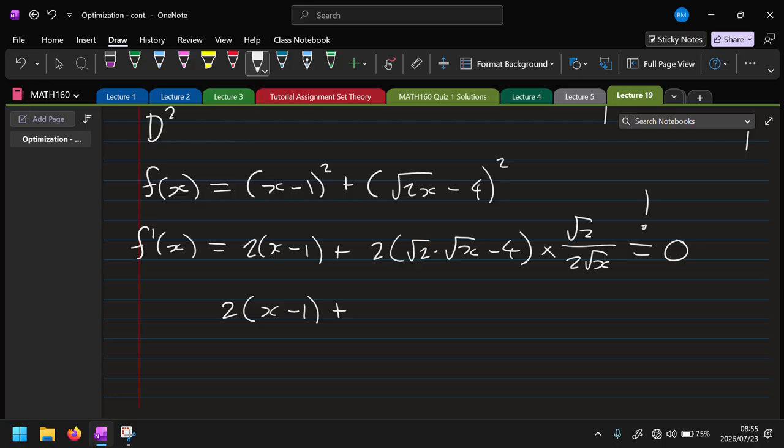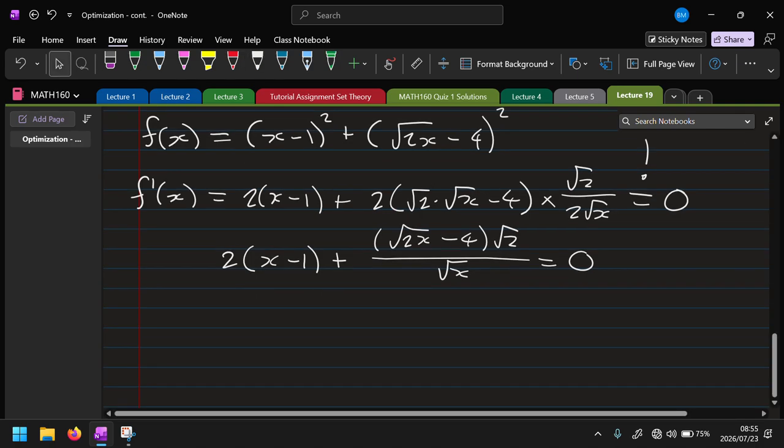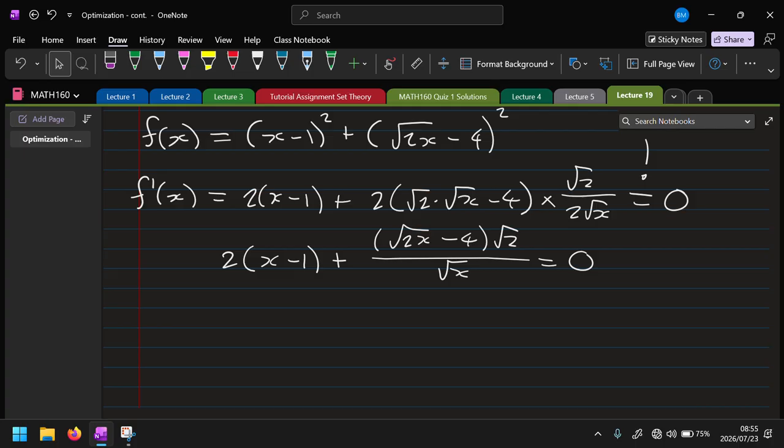Okay, a little bit of simplifying. We've got a 2 in front there, 2 over there. We can clean that up a bit there. So we've got root 2x minus 4, root 2 on the outside, root x. Okay, I've just simplified it a little bit. Now we need to solve for x. Okay, this fraction here, I don't want to work with that, so let's times the root x throughout. Okay, and then this root 2, I'm going to multiply inside as well.